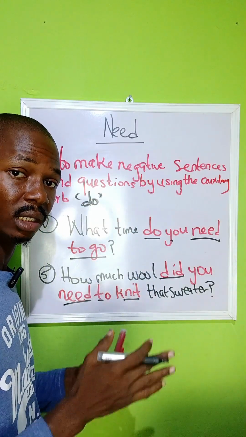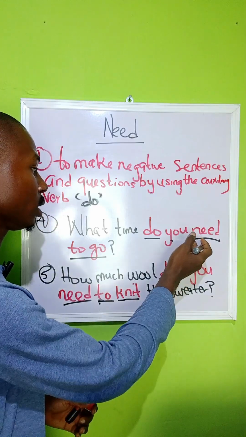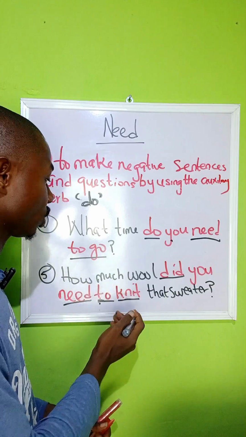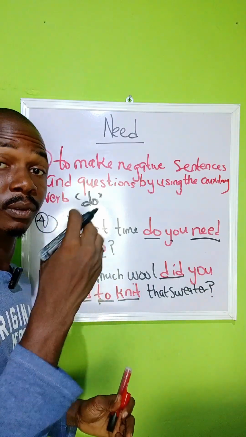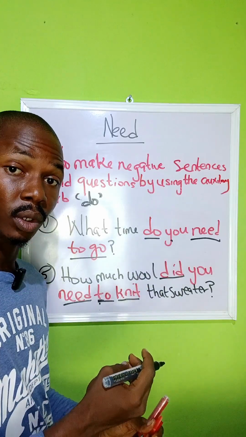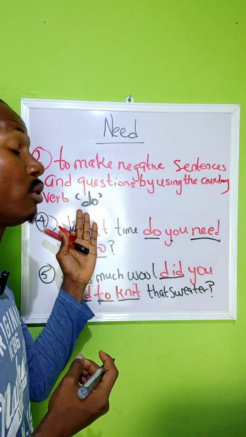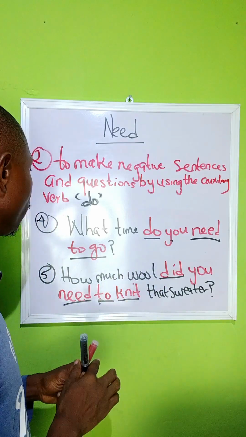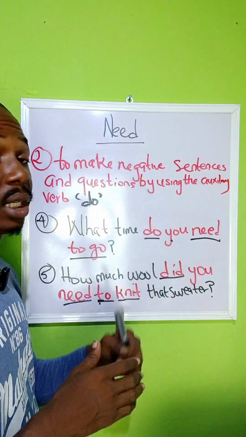I hope that's clear. Remember the structure. To infinitive, to knit, to go. These are questions, so you can see the question mark, from number 4 to 5. But from number 1 to 3, those are negative sentences using the auxiliary verb do. Okay, now let's continue. Let's see when you need to use need in a sentence.